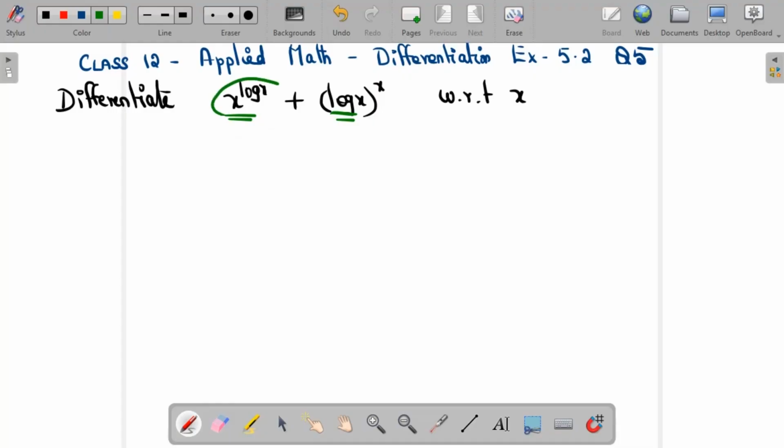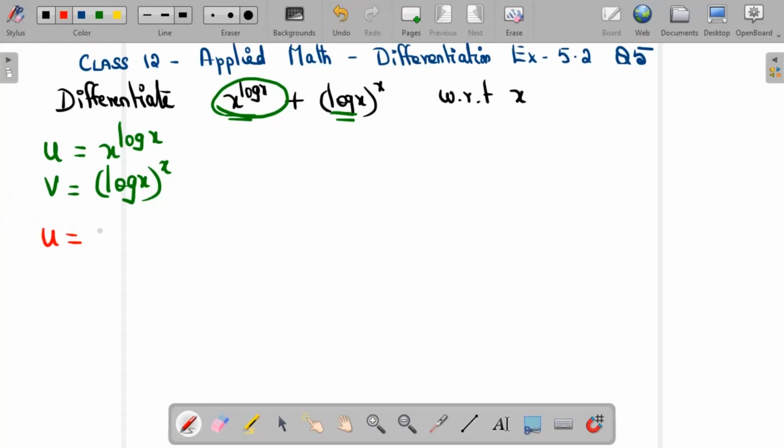So I'm going to refer to this particular term with the variable u. So u is equal to x power log x. And I'm going to refer to the next term as v, so log x the whole power x as v. Now I'm going to differentiate u separately and v separately and put a plus sign in the middle. So let's start with the differentiation of u.